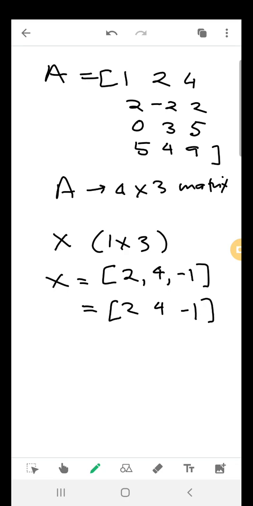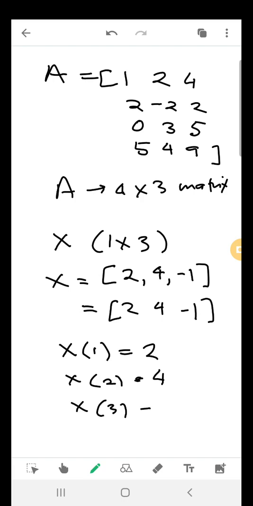Now, to call the elements of the row vector X, we put the command x1, then it will be equal to 2. We put the command x2, it will be equal to 4. And if we put the command x3, then it will be equal to minus 1. So this is how we can represent.